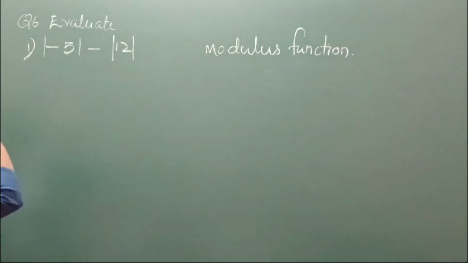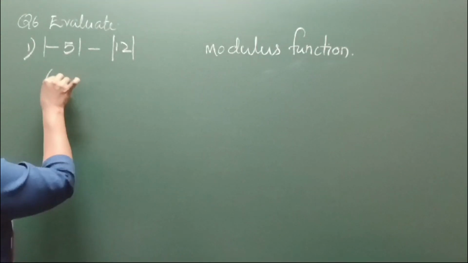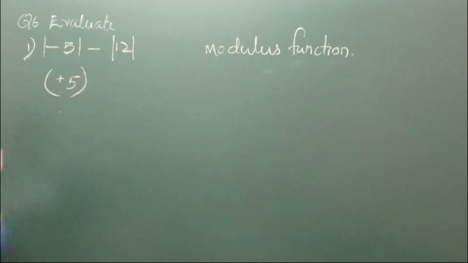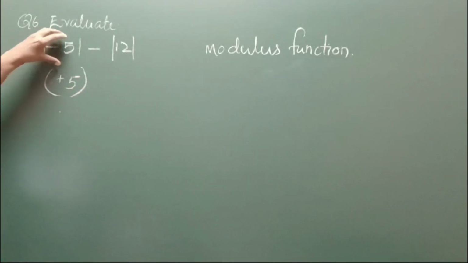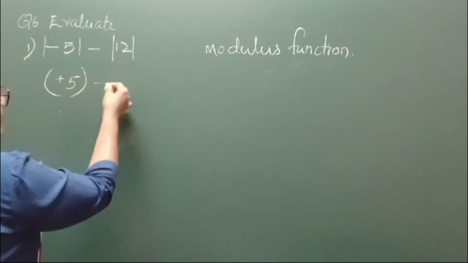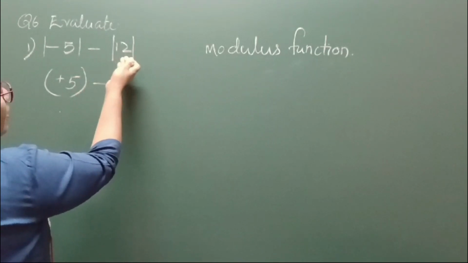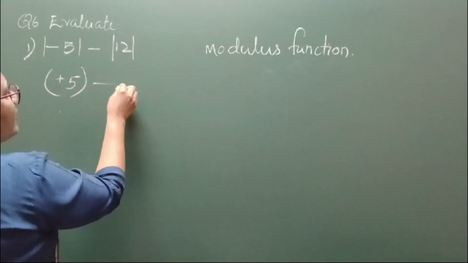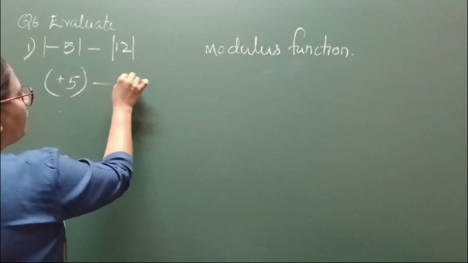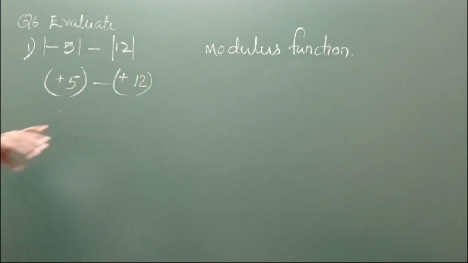So the absolute value of an integer is always positive. So minus 5 becomes plus 5. We use a simple bracket for that to remove it from the modulus symbol or function. Now this minus is as it is. Then here again, the absolute value of 12 is 12, that is plus 12. This also we put in a simple bracket.